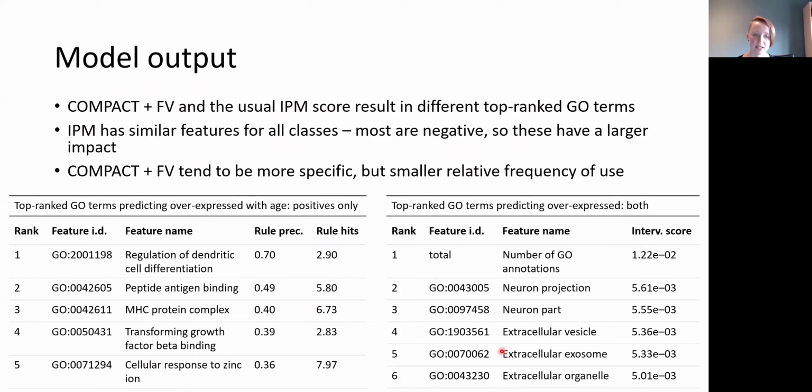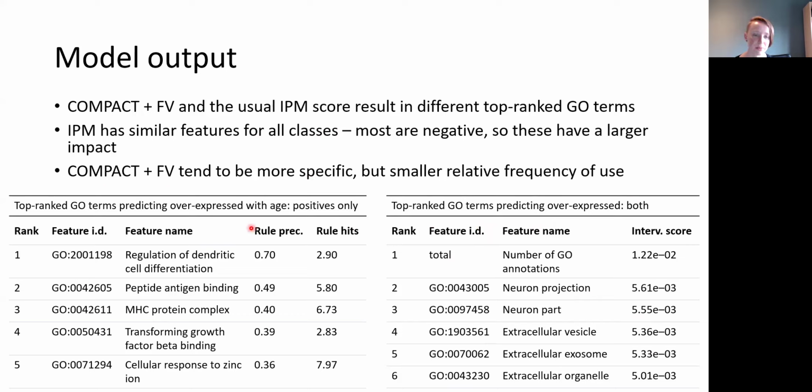They found that the IPM measure had similar features for all of the classes. Because most of the GO terms that were predictive in a negative way, so as in they weren't found, these had an overall larger impact on this measure. And so a lot of the classes that this one found were sort of broader. There are a couple of just neuron ones, which, as it's brain samples, is probably not going to be super useful. And also, a lot of them were similar across the different classes, so not really helpful for separating them out.